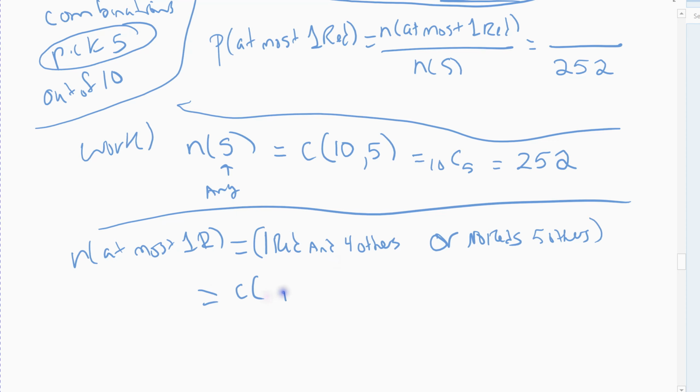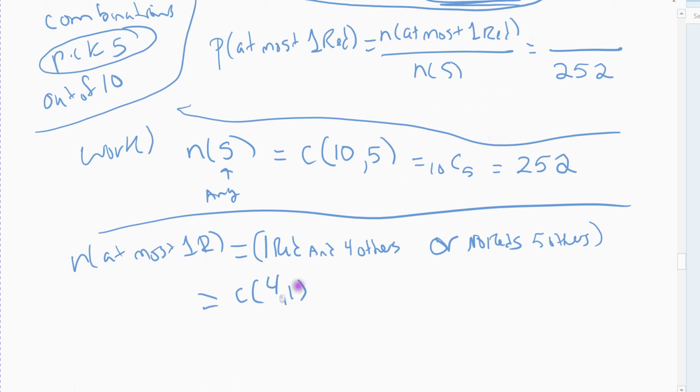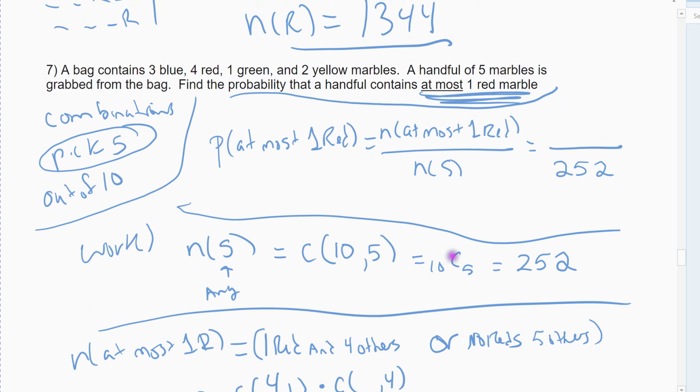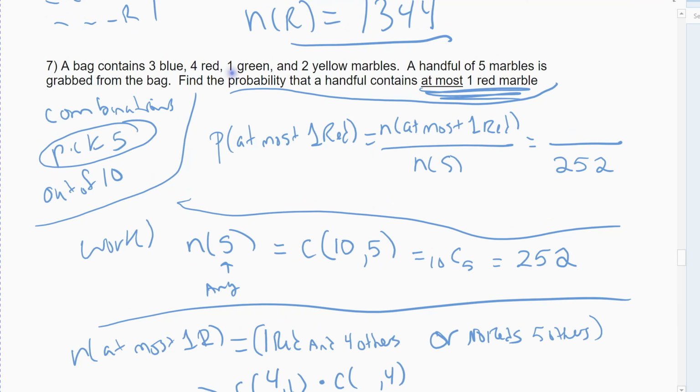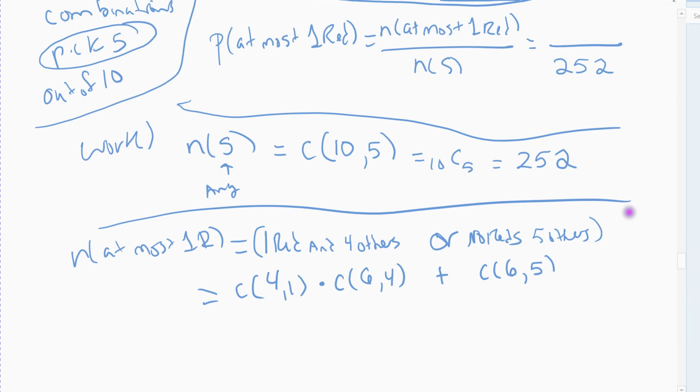So combination, I'm going to pick 1 of my reds. I have to go figure out how many reds I have. 4. And we multiply, I need 4 of the other colors. Well, if there were 4 reds, that means there should have been 6 of the other colors. But I'm going to double check. So 3 and 6. Yep, 6 of the others. Or, so you add, combination, I'm going to pick 5 of the 6 others. And there's my subset that I'm looking for, the event that I'm trying to count.